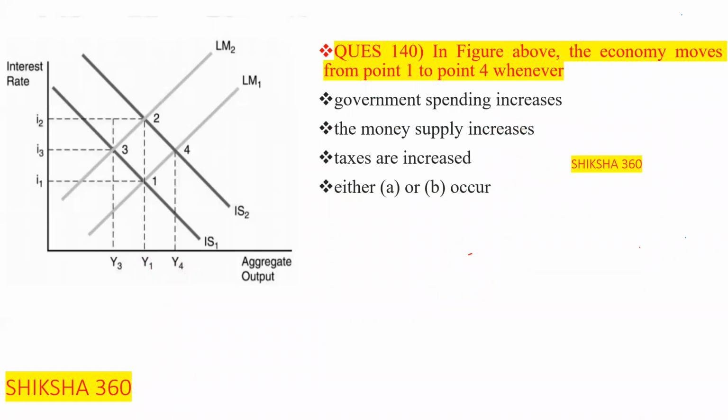One more question. Here basically we are moving from point 1 to point 4, on the LM curve. So the economy moves from point 1 to point 4 whenever the government spending increases, the money supply increases.